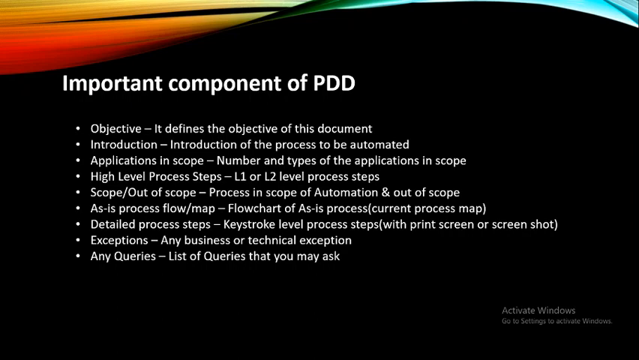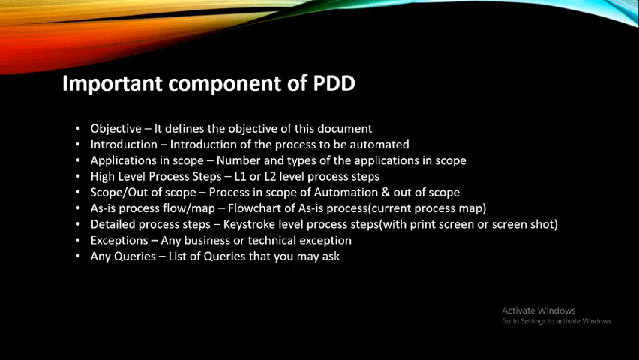It is very important to know the scope of automation in a particular process. Let's say the process has five steps, and out of the five, four are in scope and one is not in scope. This document is very important to tell which processes are in scope of automation and which are not in scope of automation. Next one is the as-is process flow, flowchart or map.